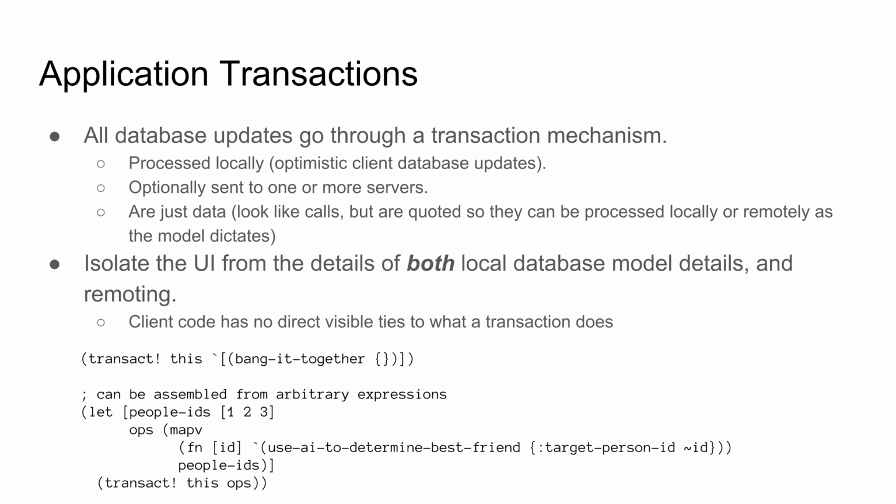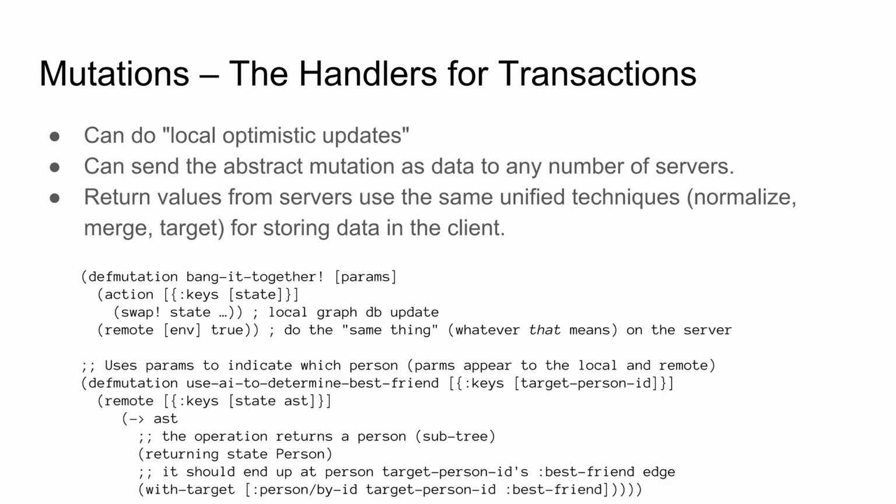There's a lot of things defined about how that behaves, and you can look at the developer's guide if you want more information on that. But again, this is meant to be a conceptual overview with some code mixed in. So that's what transactions look like, and then mutations are the handlers for transactions.